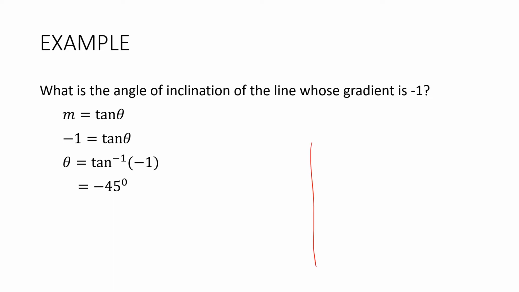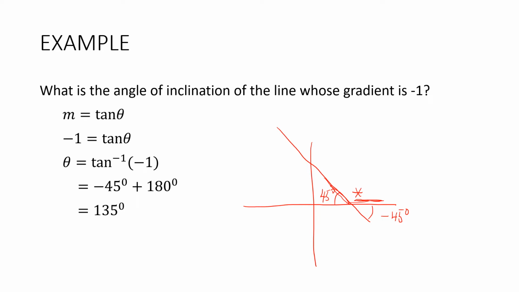So let's just draw a quick sketch and see what's going on. We have a line whose gradient is -1, which means this angle in here is 45 degrees. Now when we put it in the calculator, it's going to give us this angle here. We want this one, the angle between the line and the positive x-axis. So all we're going to do is add 180 degrees to that, and that will give us 135.